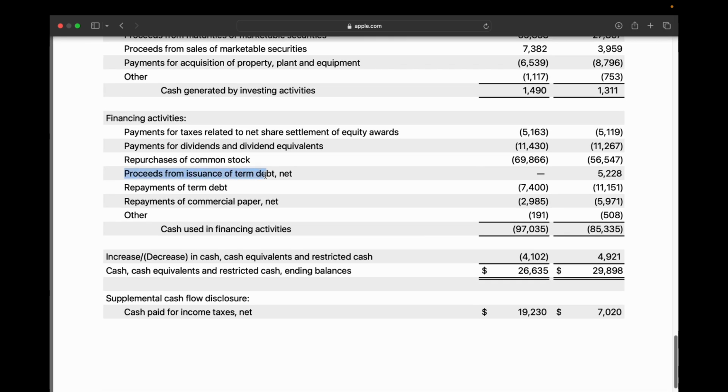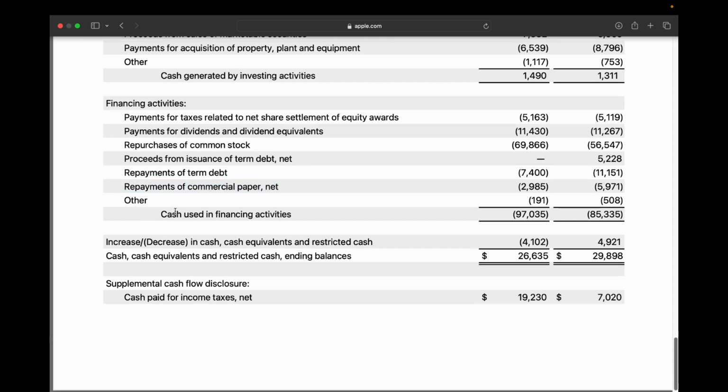Proceeds from issuance of term debt. So you as Apple are issuing term debt to whoever. You're the issuer, so you are making money from interest. That's nothing, meaning they have none. Repayments of term debt. That's us owing term debt. It could be short-term, long-term. Short-term is a year or less. Repayments of commercial papers, already discussed last video. And cash used in financing activities.